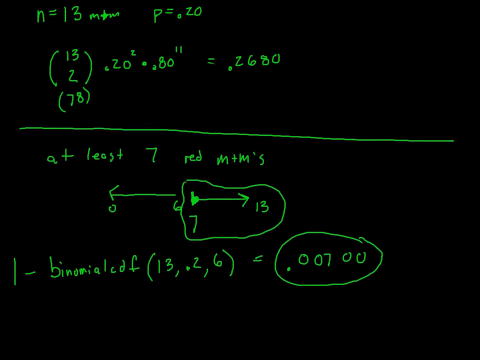Now, what I want to talk about next is what happens if I have 1,500 M&Ms. My chance of success is still 0.2 for getting a red M&M. Now, let's say I asked, what's the probability you get at least 300 M&Ms that are red? At least 300. That would mean 300 or 301 or 302 or 303 or 304. Can you imagine how many calculations that would be? That would be many, many calculations.